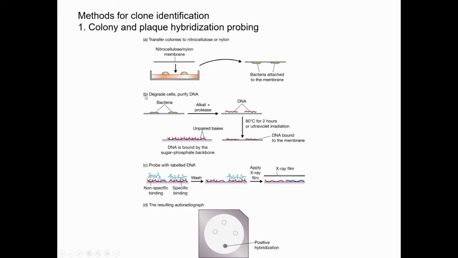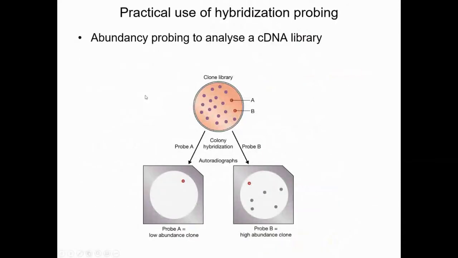And then the next is the practical use of the hybridization probing. This one is abundance probing to analyze a cDNA library. So you have a cDNA library, and then you have a probe A and probe B. Probe A and probe B could be two different genes, so that you can know which gene has been expressed more. So you use two different probes.